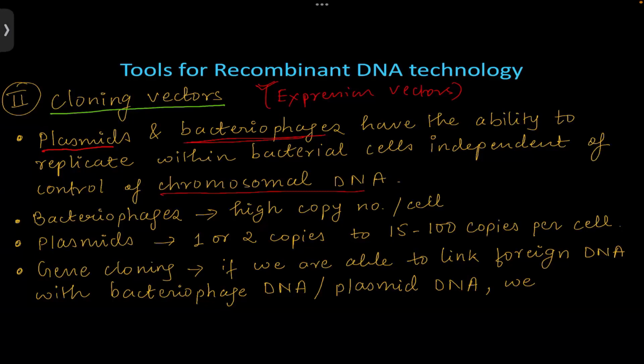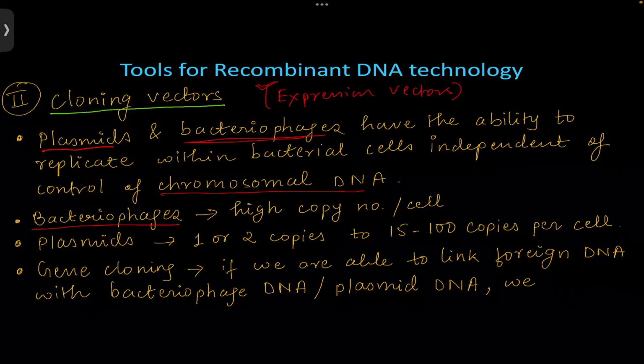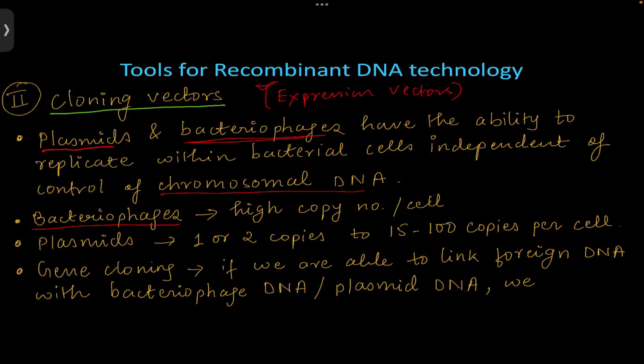Now, bacteriophages. The choice of vector, whether you choose a plasmid or a bacteriophage, also depends on how many copies or clones you need of a particular gene of interest or foreign DNA. If you want a large number of clones of your gene of interest, then maybe you should go for a bacteriophage virus. Link your foreign piece of DNA into the bacteriophage's DNA, its genome, and allow bacteriophages to infect your bacterial cell.